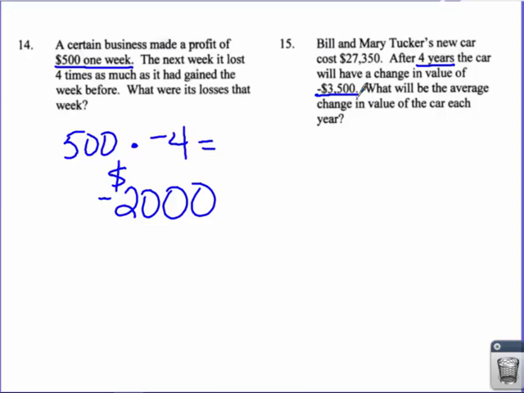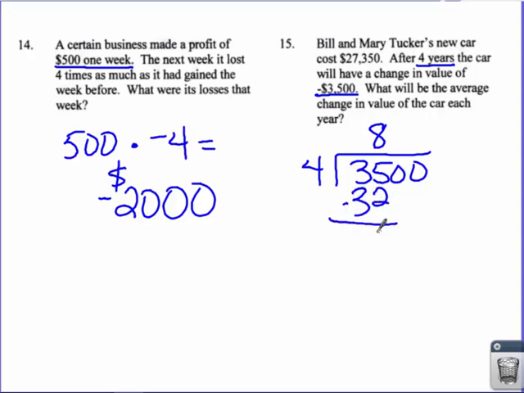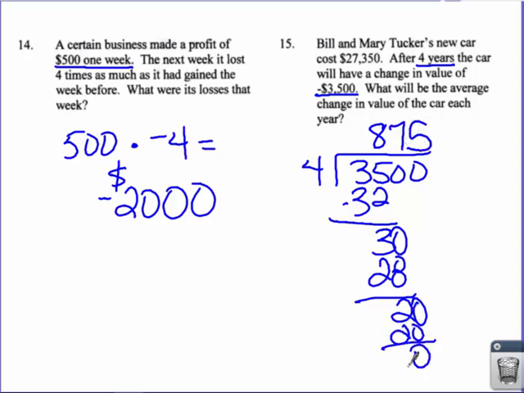Okay, so since we're trying to go from 4 years to each year, it's a division problem. So we have 3,500 divided by 4. So 4 goes into 3, it doesn't. 4 goes into 35, that goes 8 times. You get 32, you subtract, you get 3, bring down your 0. 4 goes into 30, goes 7 times, you get 28. Subtract, you get 2, bring down your 0. 4 goes into 20, 5 times, multiply, subtract, we get 0.